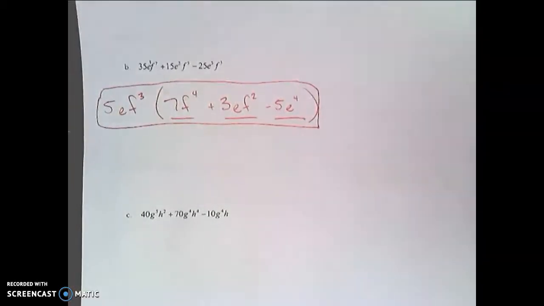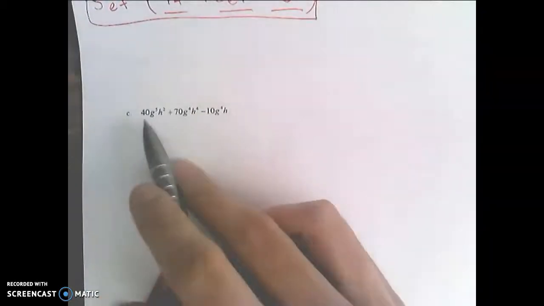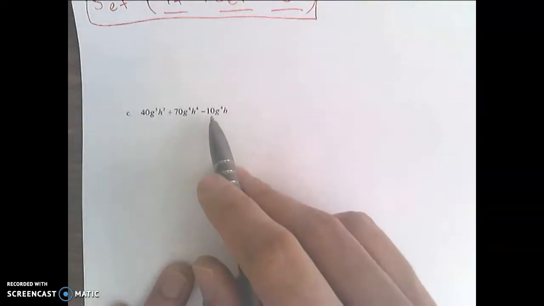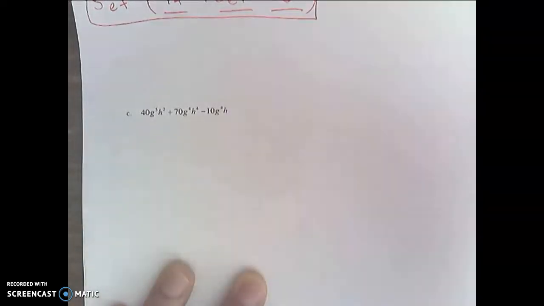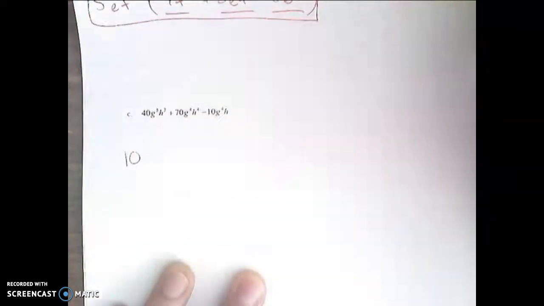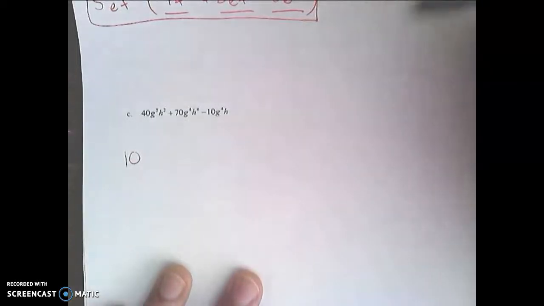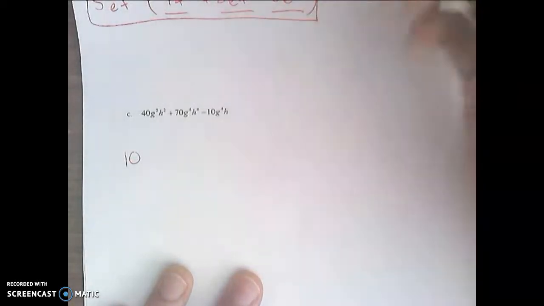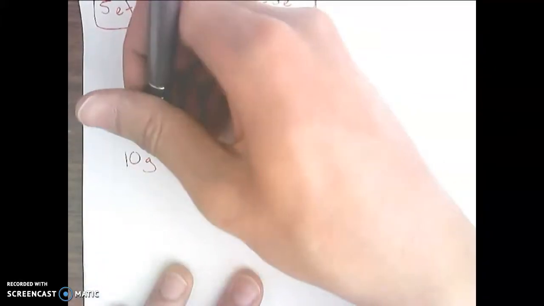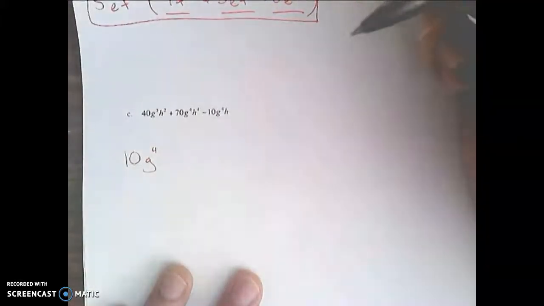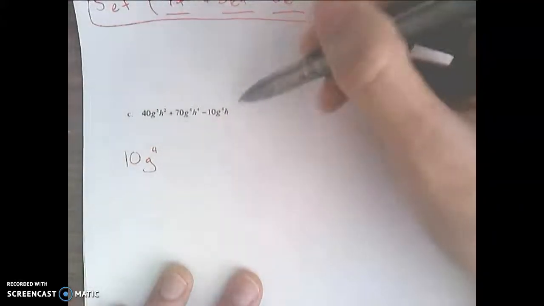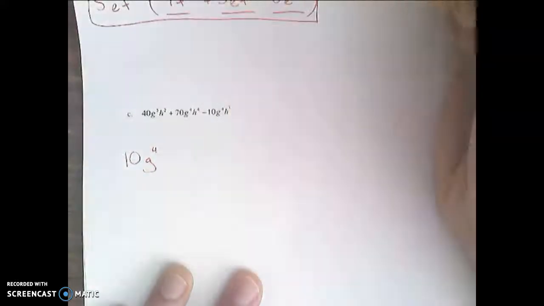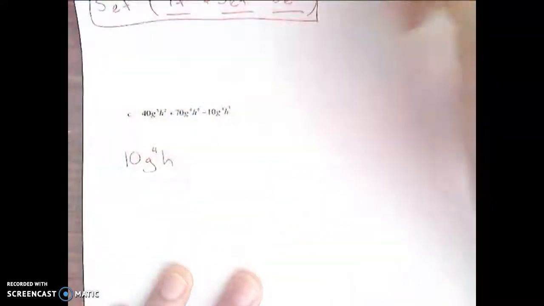Let's try one more. So here we have 40, 70, and negative 10. The biggest number that goes into all of those is 10. And then we choose the smallest in our variables. So we have g to the 5th, g to the 4th, g to the 4th. So we can pull out 4 g's. And then for h, we have 2, 4, and this one is 1. So the smallest of those is just 1h.